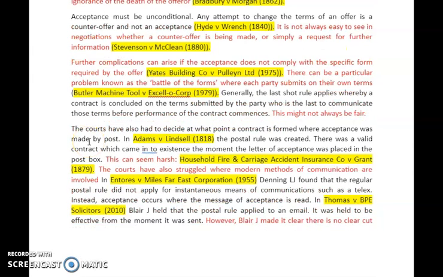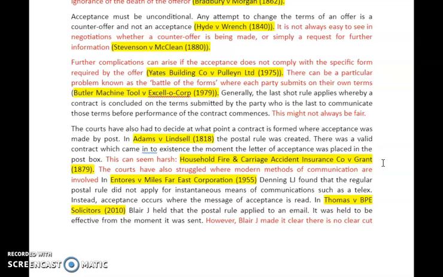Another problematic area with acceptance is that the courts have to decide at what point a contract is formed where acceptance was made by post, and they came up with the rule in the case of Adams and Lindsell. That's where we get the postal rule from. There was a valid contract which came into existence the moment the letter of acceptance was placed in the post box. Now that rule can be harsh, so an evaluative point there, and you could use Household Fire and Carriage to support that.